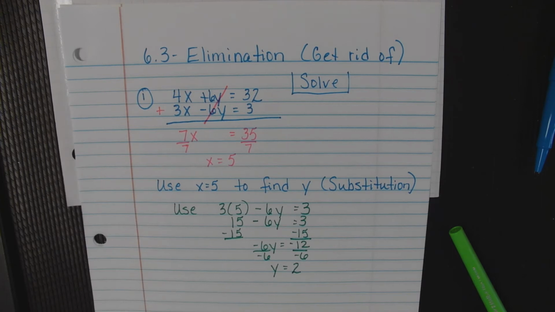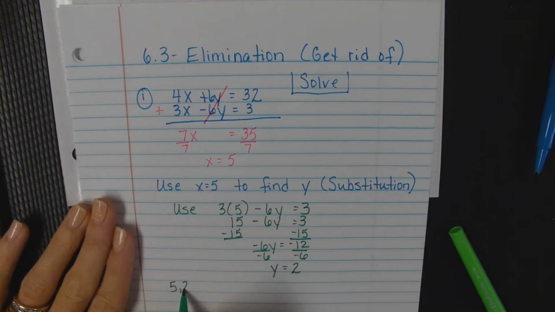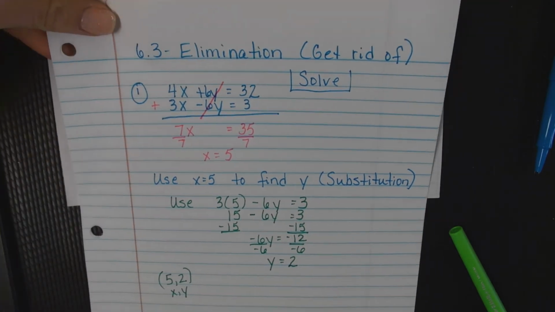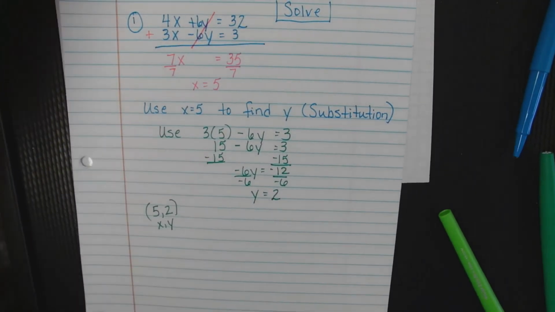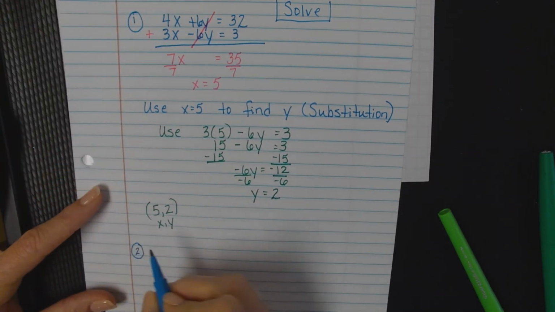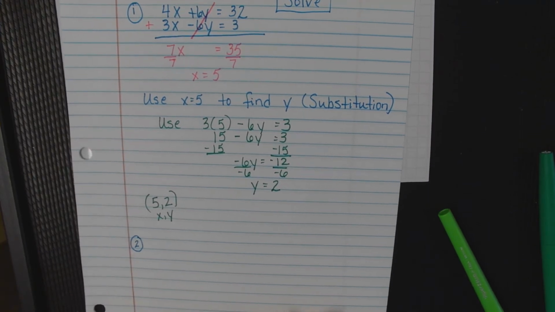All right. So, good catch. Where do they intersect? What is my solution? 5, 2, x, comma, y. And there's one more thing I need to show you and I'm done. Sorry I didn't have this up. That's completely my fault. All right. Number 2. The answers were right.